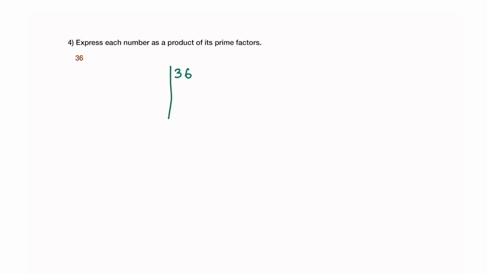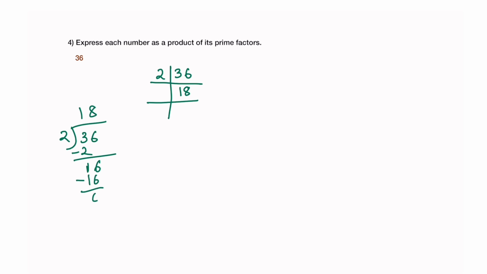36. It's an even number. I'll start with 2. 2 times 18 is 36. If you want, you can check here. 36 divided by 2. 2 goes once in 3, right? So 1 is the remainder in 6. So 2 times 8 gives us 16. Right? So that's 18. 18 is an even number.